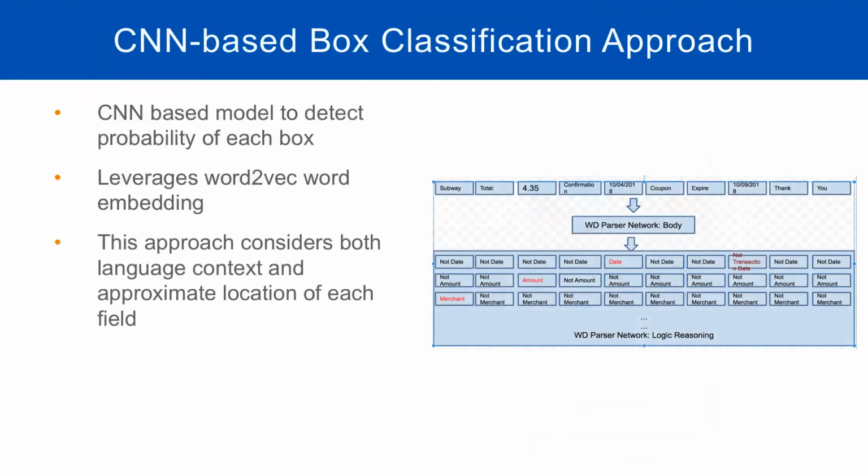And this approach not only uses context and the order of how the words are appearing, but it also looks at the location information of where the box of text appears. And then we use Word2Vec embedding to enhance the results. So with the two approaches, they complement each other and give a pretty good result.